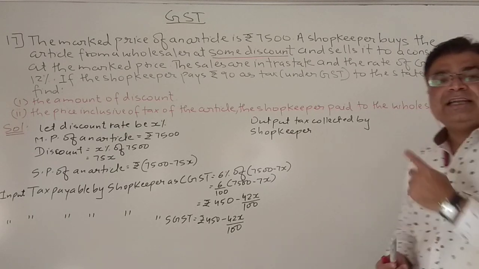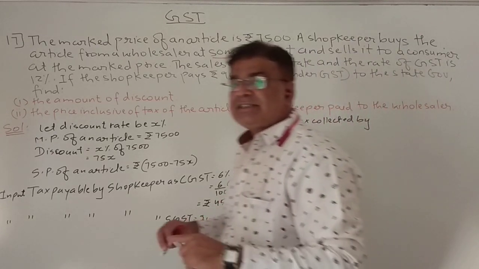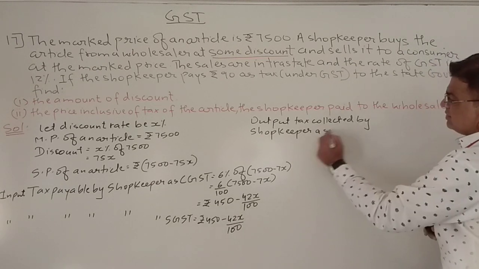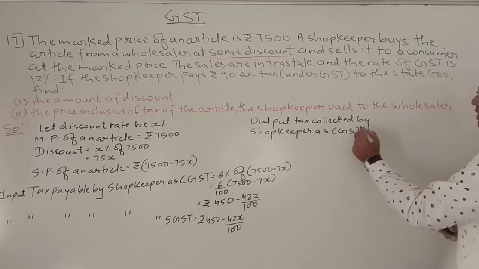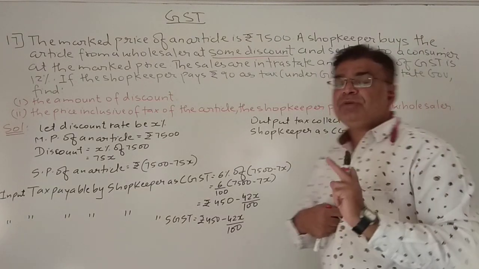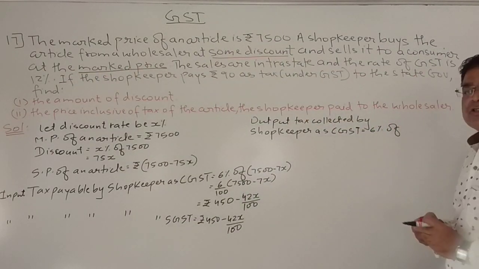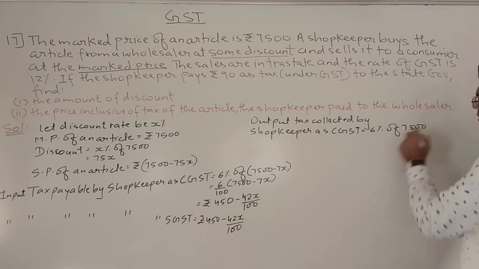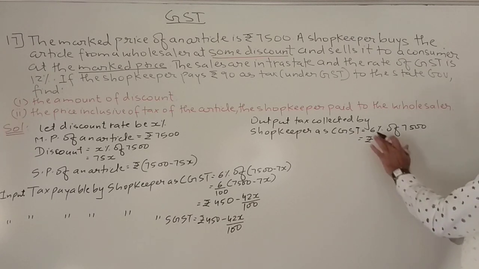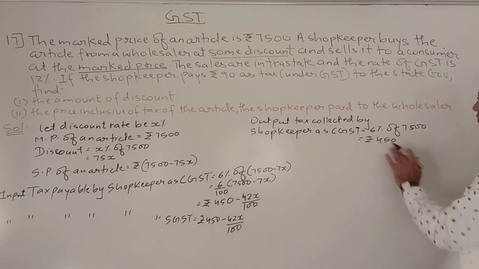Again students, you know it is an intrastate transaction. So again, tax will be collected in the form of CGST and SGST. So output tax collected by the shopkeeper as CGST. Now it will be how much? 6% of what? The shopkeeper is selling the article to the consumer at which price? You can see over here, it is written at marked price. So we will have to calculate 6% of 7500, and that comes to rupees 450. We have already calculated it over here. Let us take the calculation again. Yes, it is correct.